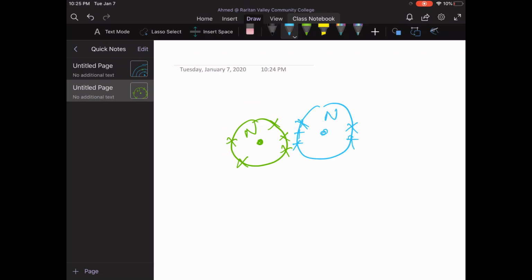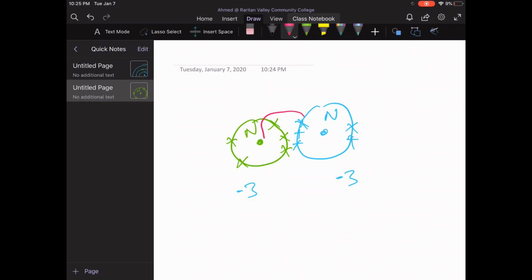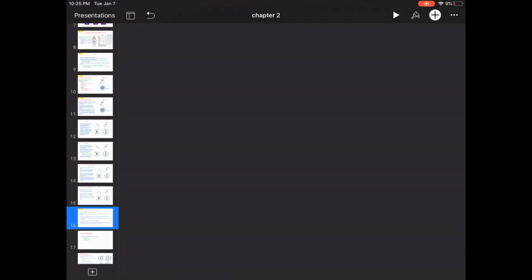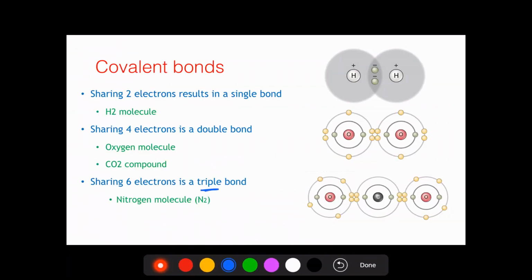This nitrogen is missing 3. This is missing 3. Okay, they will talk to each other. Let's do it. So they are going to share 3 pairs of electrons, and these pairs are going to spend equal time around both atoms. And in this case, this is like a triple covalent bond. Okay, this is a triple bond.